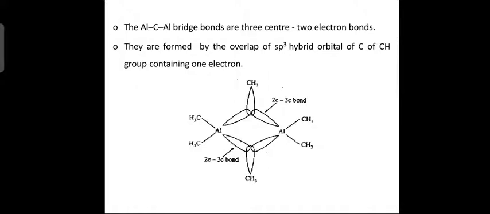Next line. Aluminum carbon aluminum bridge bonds are 3 centered 2 electron bonds. That means 3 atoms are there, but electrons are only 2. That is called 3 centered 2 electron bonds. They are formed by the overlap of the sp3 hybrid orbital of carbon of the CH3 group containing 1 electron. So how are they formed? sp3 hybrid orbital of carbon of the CH3 group containing 1 electron. So this will overlap with this aluminum, and this will overlap with this aluminum. So this is a 3 center 2 electron bond.